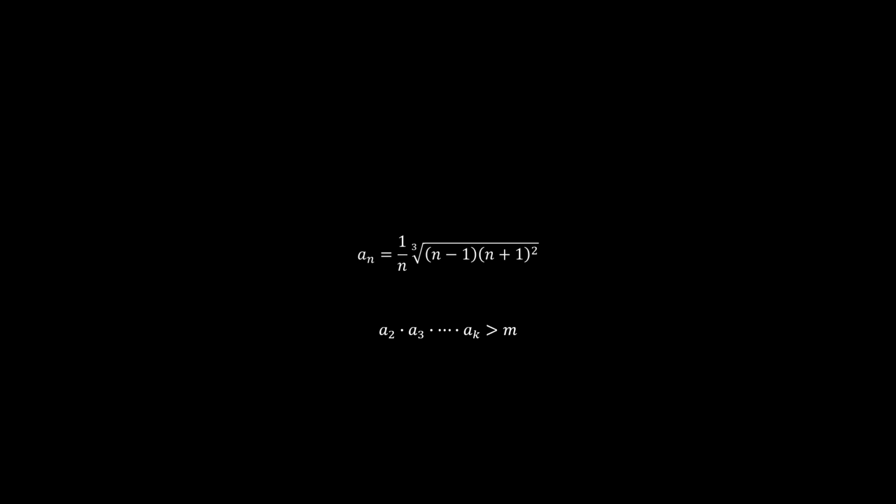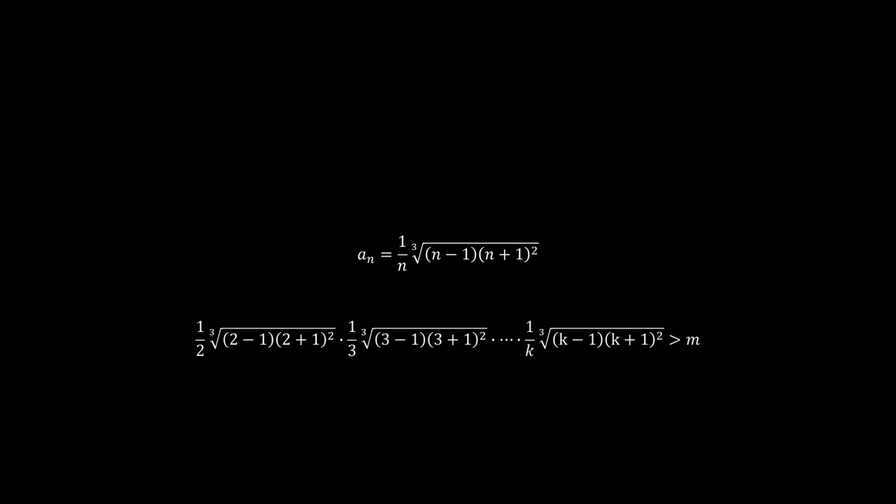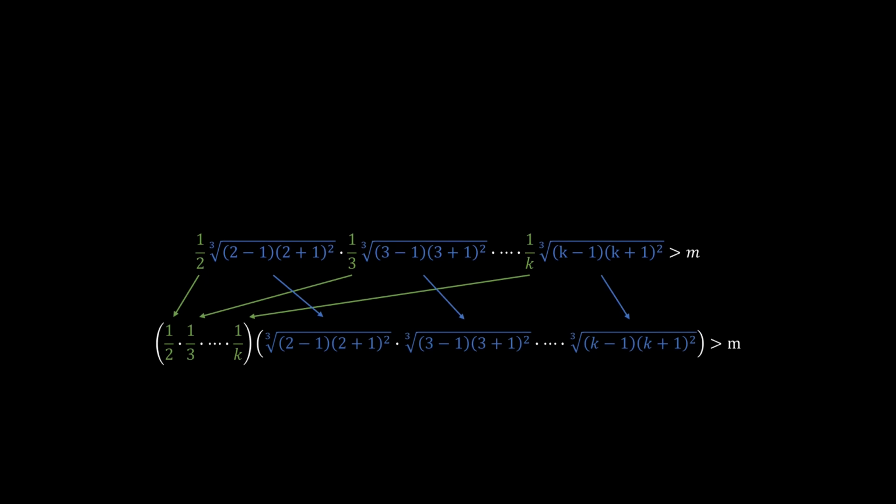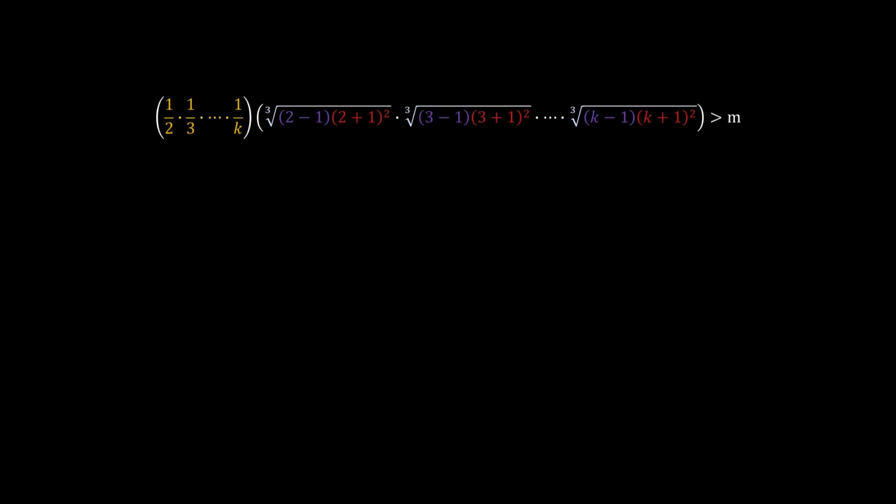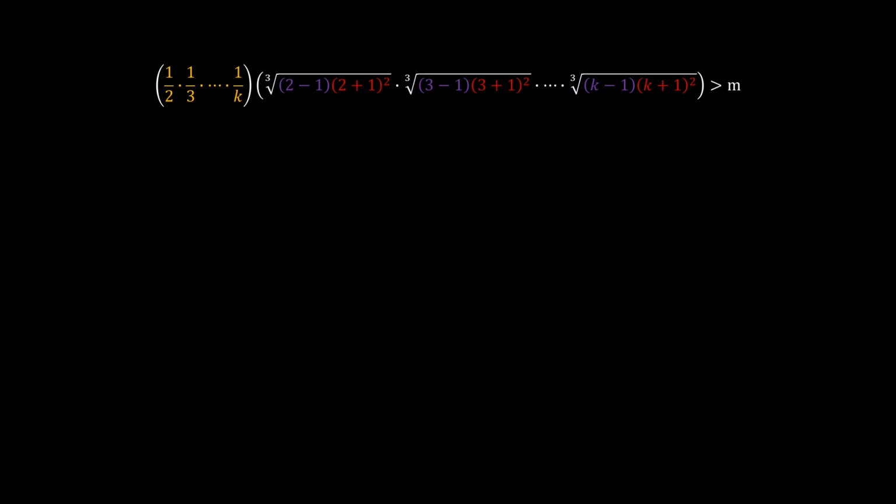Now we can insert this representation into our product down here, which is the thing we actually want to evaluate. That is the inequality we get. Let's group like terms. We put the fractions, marked in green here, into one bracket and the roots into another. Now we analyze this expression.